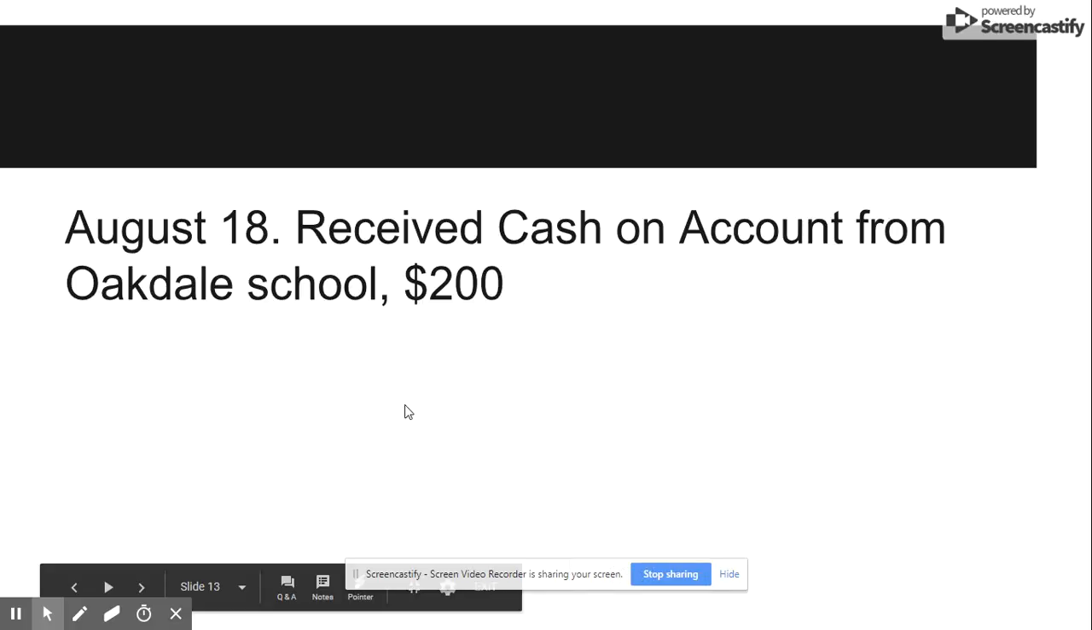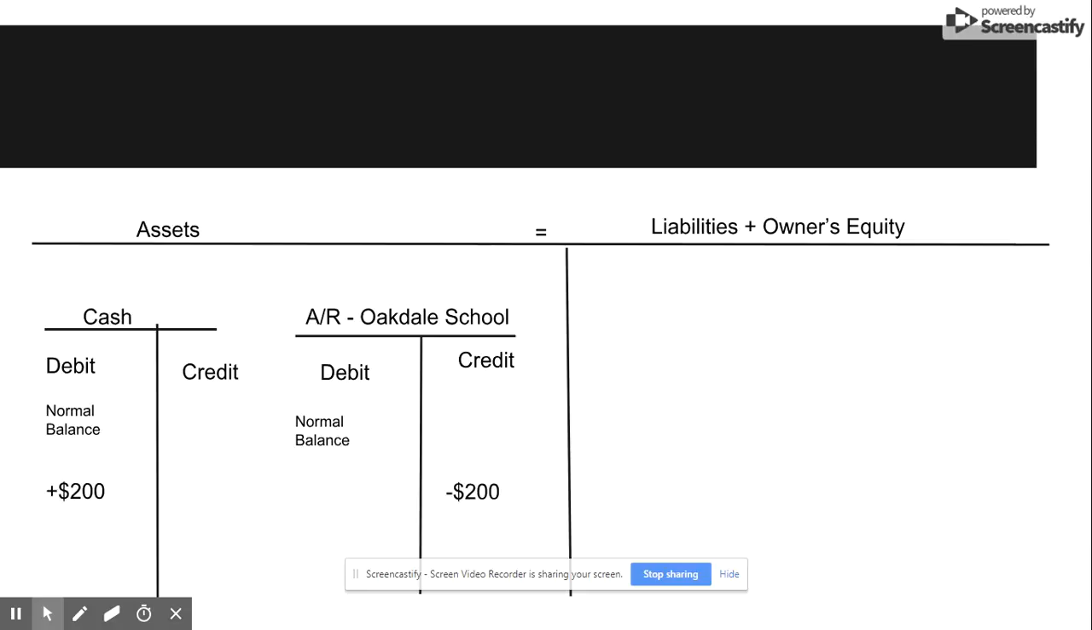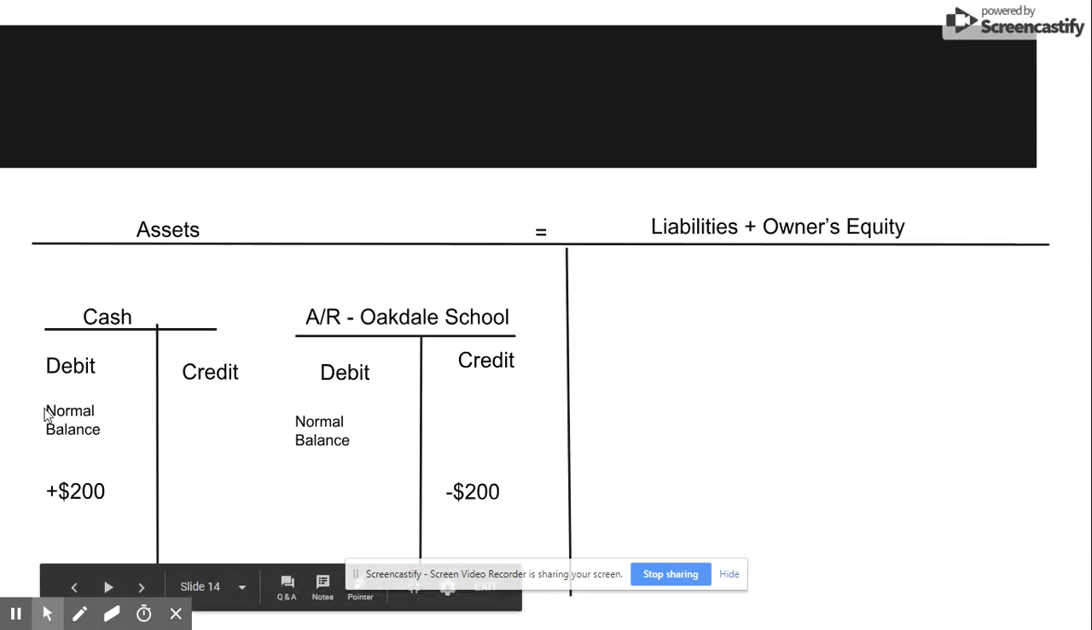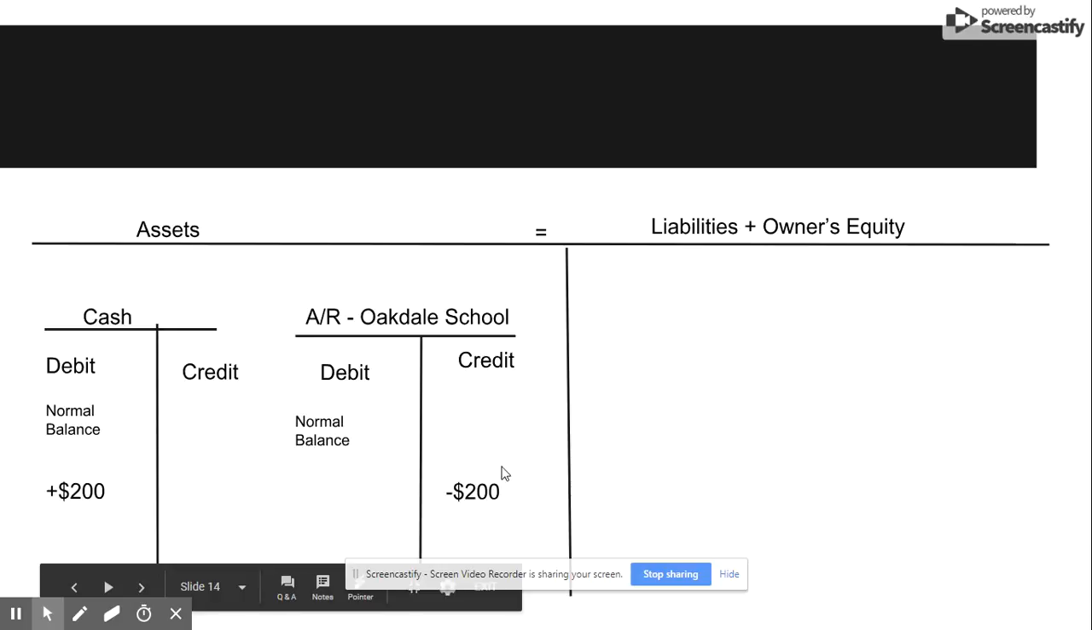August 18th, received cash on account from Oakdale Schools. So if we're receiving cash on account from Oakdale Schools, cash is increasing. So we're going to put that on the normal balance of our cash T account, which is the debit side. And the amount that Oakdale Schools owes us is decreasing. So that's going to go on the credit side for the accounts receivable Oakdale Schools account.